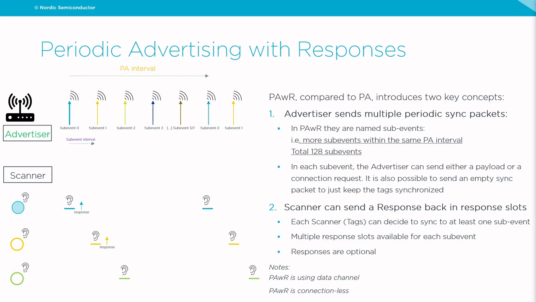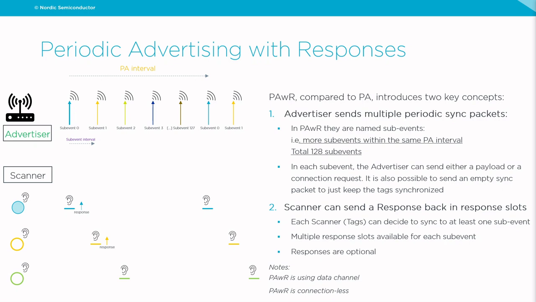From a PAwR perspective, there are no limits on how many devices can subscribe and synchronize for each sub-event. However, there are other upper layer aspects that can put a limit on that, and we will see this later in the slides. The second feature introduced by PAwR is the concept of responses.